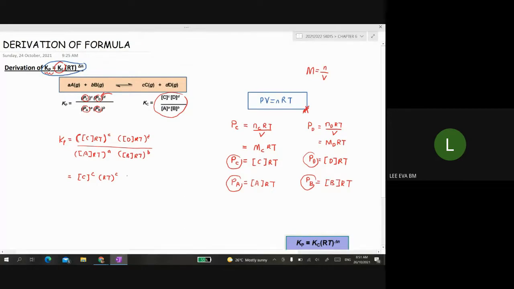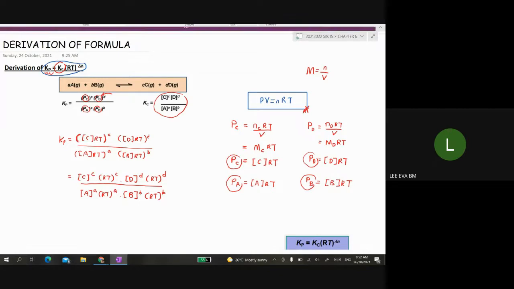Then we also have concentration D raised to the power of D, and RT inside the bracket still D. Down below is also the same: concentration A to the power A, RT in the bracket A, B to the power B, and then RT to the power B. I'm using a different highlighter to highlight the things for you to see. What do you see? Is it the same as the KC expression?